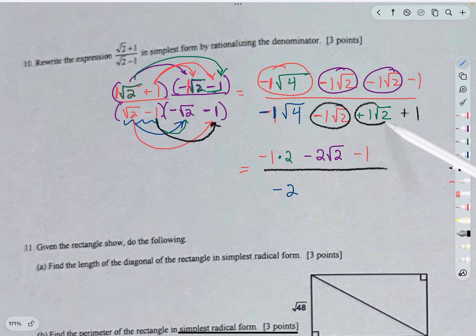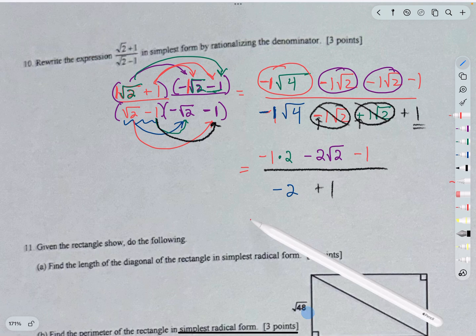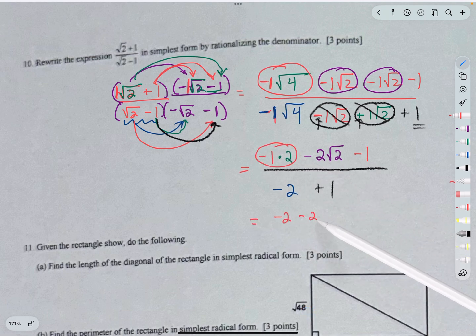This one and this one are the same root 2's, but one's minus, one's positive, so they add up to a 0 root 2's. And then finally we got plus 1. And now I'm ready for almost my last step. That's negative 2 minus 2 root 2 minus 1. We're going to combine those two in just a second.